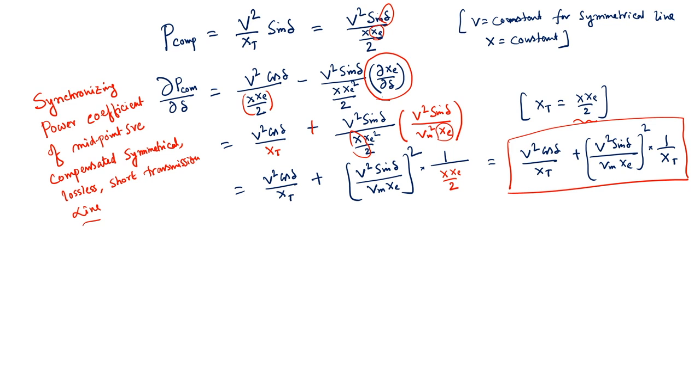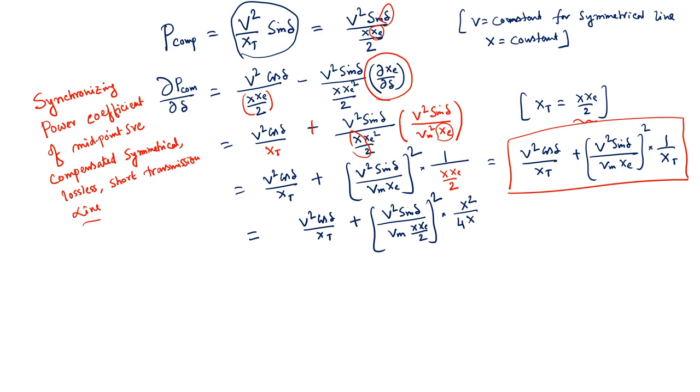Now, we can do further derivation of this. How can we do it? Let us consider, because we already know that V square sin delta divided by X_T is basically equal to P_comp. Okay. So, we can write this as V square cos delta divided by X_T plus V square sin delta divided by V_m. I am just multiplying X by 2 inside this square. Since I have divided this X by 2 here, I have to multiply X square by 4 here, divided by X_T.